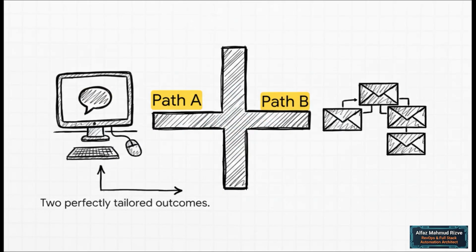And finally, step 4, execution. Those two different paths trigger completely different actions. Path A, for our big enterprise leads, uses an app node to send an instant alert to the sales team in Slack. Path B, for our self-serve users, uses another app node to add them to an automated welcome email sequence in MailChimp. Two different types of leads, two perfectly tailored outcomes, all happening in milliseconds.